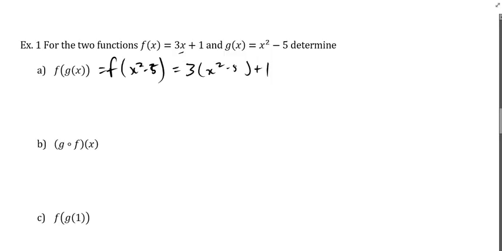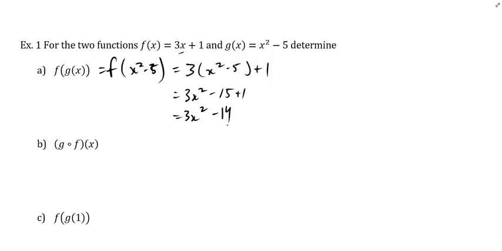x squared minus 5. And again, in this case, I can do some simplification. You may or may not need to, depending on what you have to do next. But this is 3x squared minus 15 plus 1, so 3x squared minus 14. Okay.